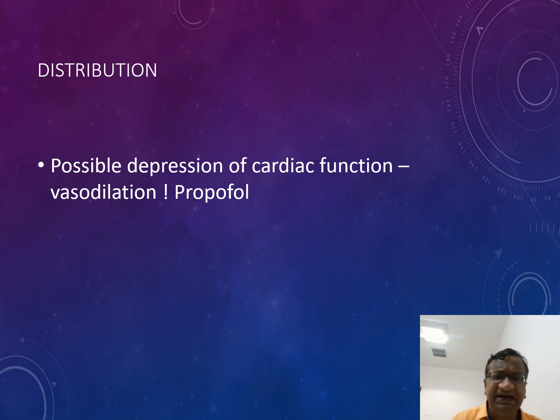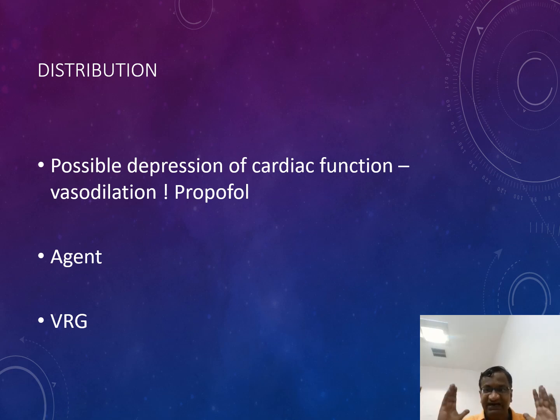Distribution: possible depression of cardiac function, vasodilation, propofol. This is not much discussed, but I always think about this problem. If you switch on the agent, we are very worried about the vessel-rich group, vessel-poor group, vessel-median group and all. I don't know what will happen when you give 150 milligrams of propofol creating vasodilatation. So this is slightly questionable.